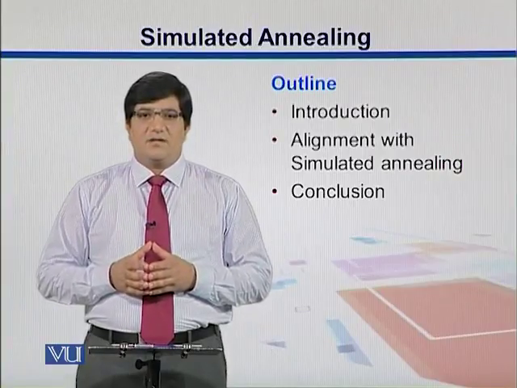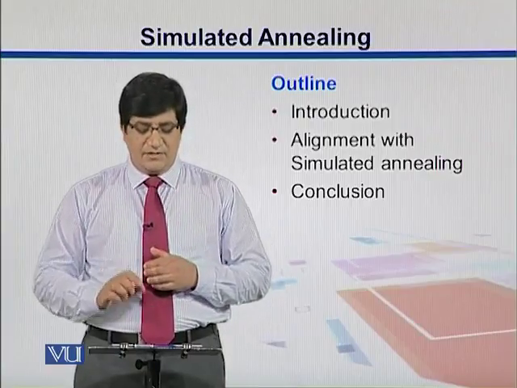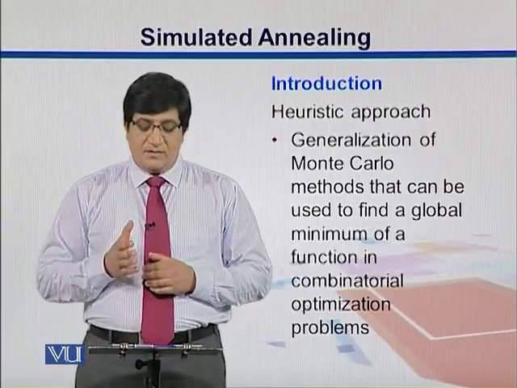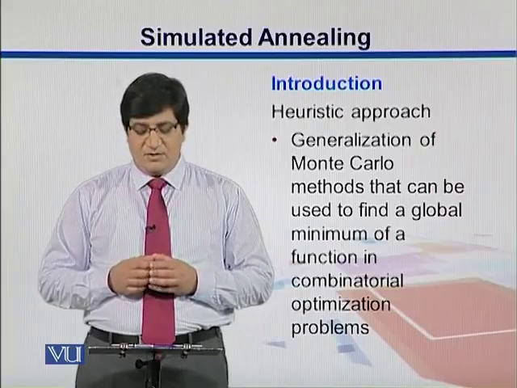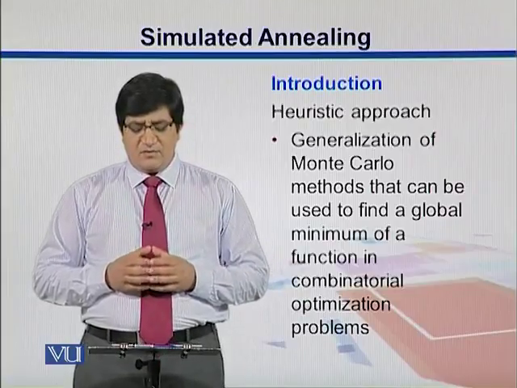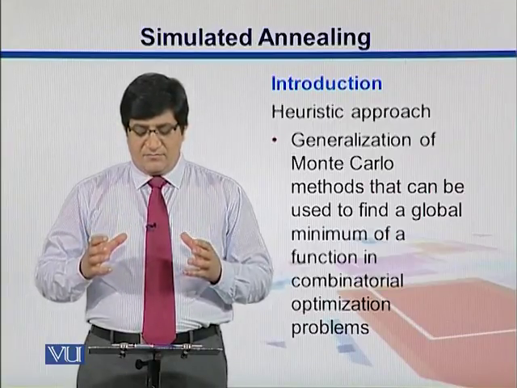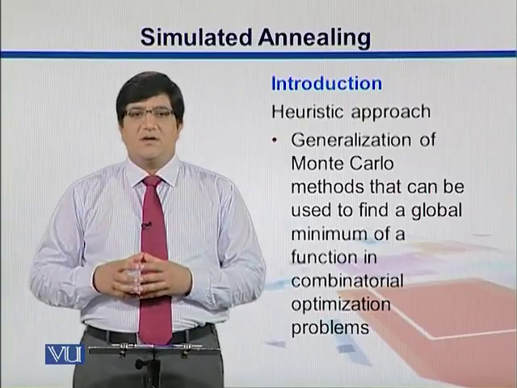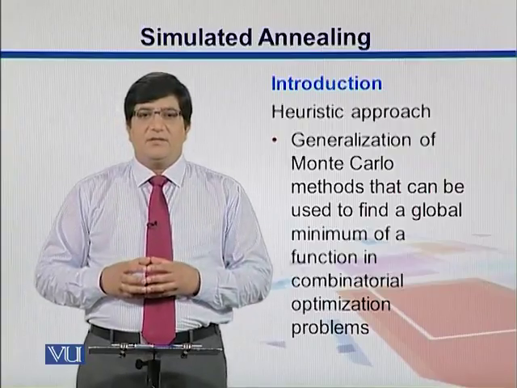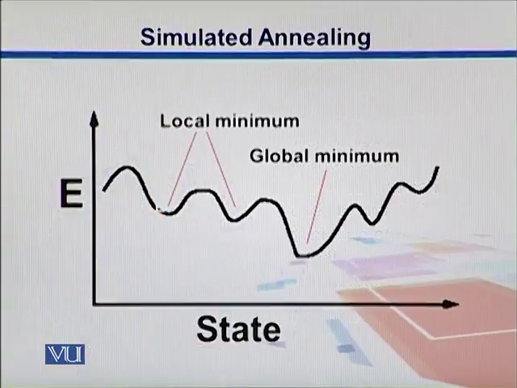So these kinds of concepts are also implemented in multiple sequence alignment problems. Let's see how they go over here. So again, it's a heuristic approach, and it's kind of a generalization of Monte Carlo methods. Monte Carlo methods are kind of finding global minima of a function in a combinatorial problem. So you can come up with many solutions to your problem, and then you try to find which one is the best one.